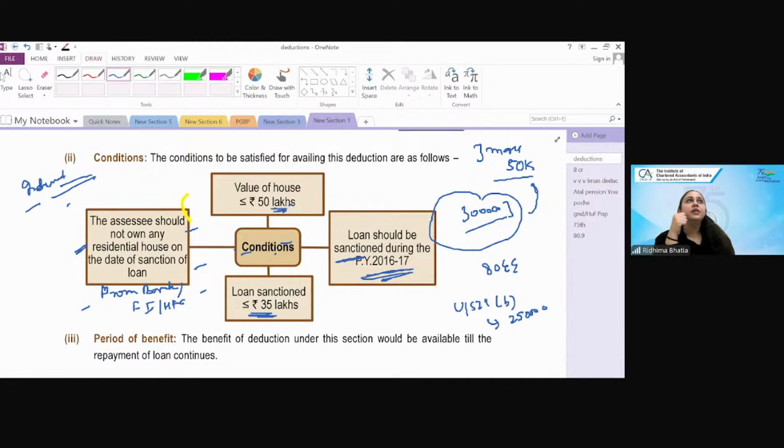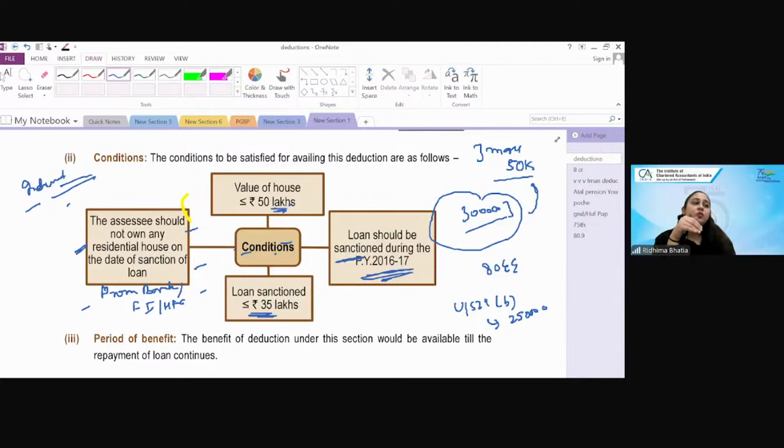Why? There is a reason. A, it will set off my income. B, if the interest is not as much, it will set off my other income. If there is a loss in house property, my other income will reduce. C, if the interest is very much and the house property loss is very much, at least it can be carry forwarded to the next years. Correct? It can be carry forwarded to the next year.